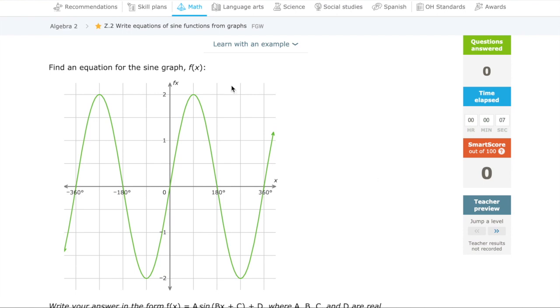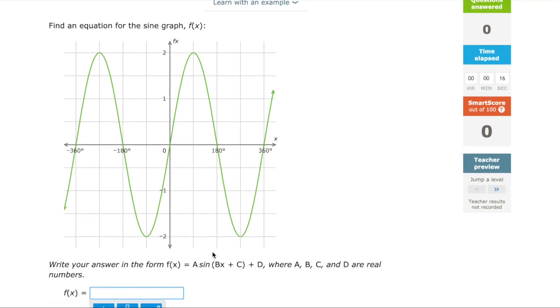So for Z2, it asks, write equations of sine functions from graphs. Basically, this is the parent version of the graph, the base version, where there are values for A, B, C, and D, and we're going to figure out what numbers go there.